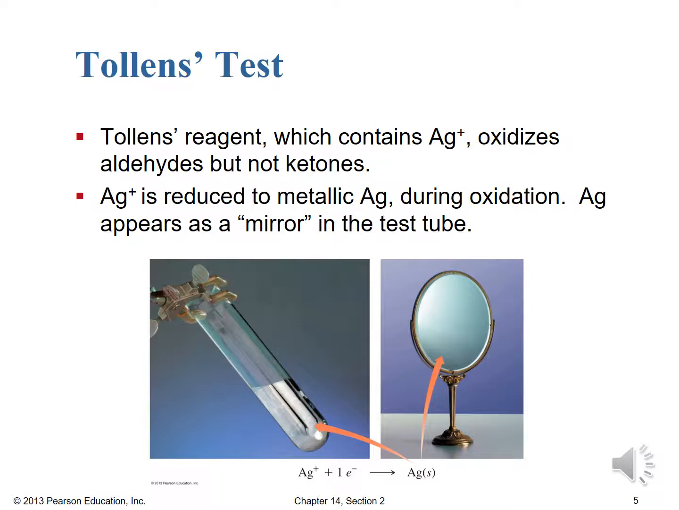The Tollens test is also a very beautiful test because the silver ion is reduced to metallic silver during that oxidation step, right? As the aldehyde is oxidized to carboxylic acid, the silver is reduced to metallic silver, and it makes a mirrored finish in the test tube. So it's a very, very pretty one to do in a face-to-face laboratory setting.